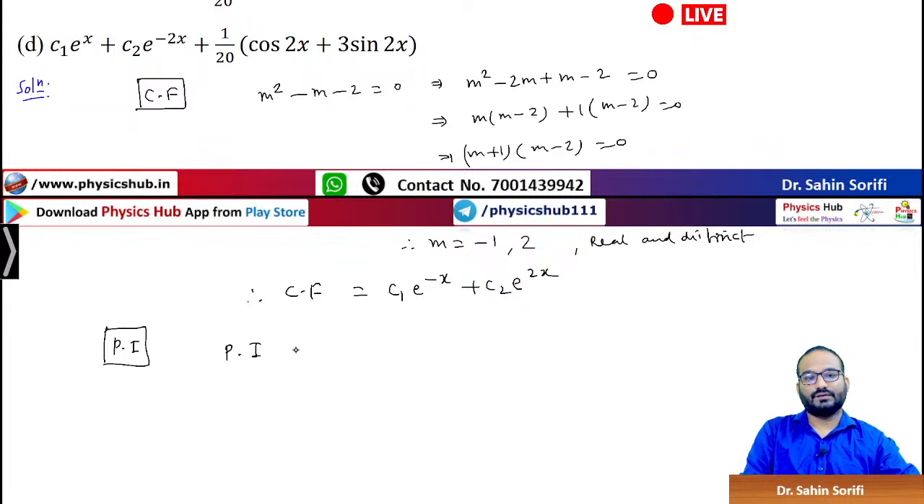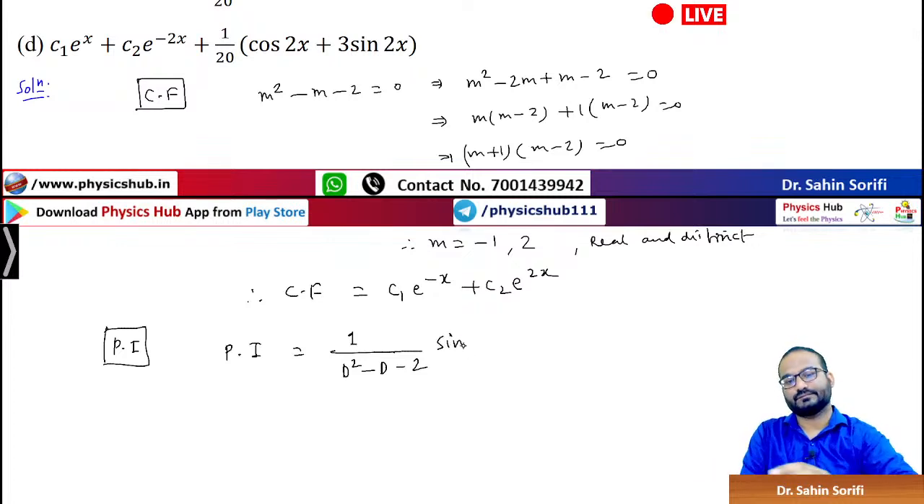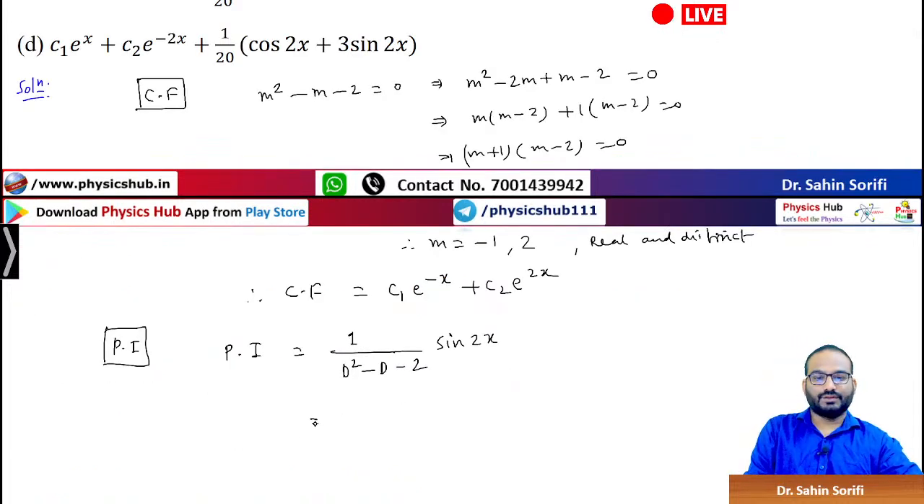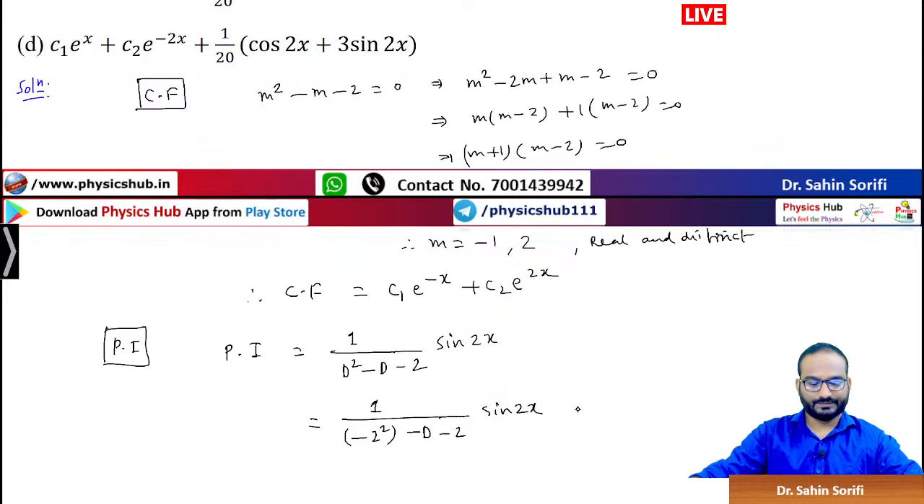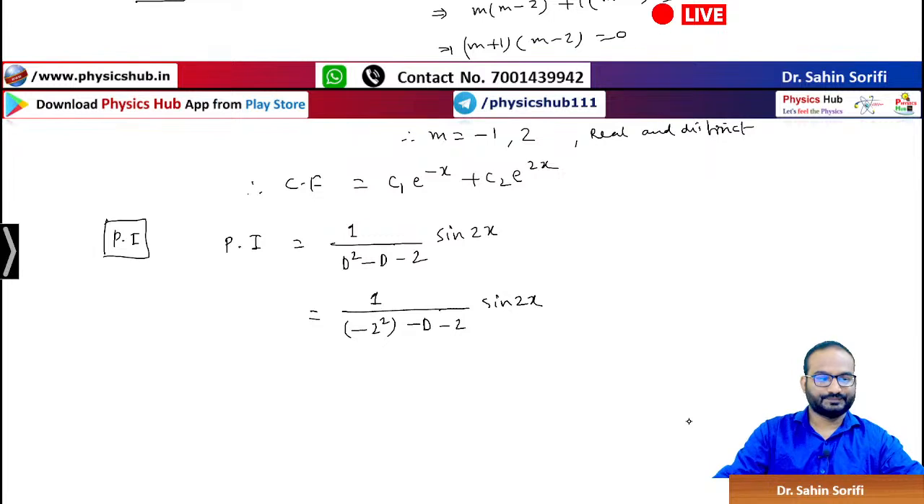Let's go for the particular integral. Particular integral is 1 upon f of D, that means 1 upon D square minus D minus 2 times sin 2x. No issue. So here a is 2, so D square is minus a square, 1 upon minus 4 minus D minus 2 sin 2x. Are you getting C? Yes, C will be the answer.